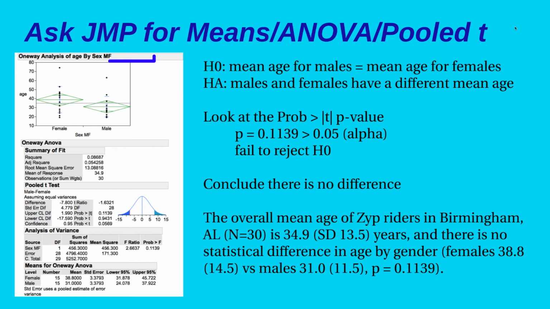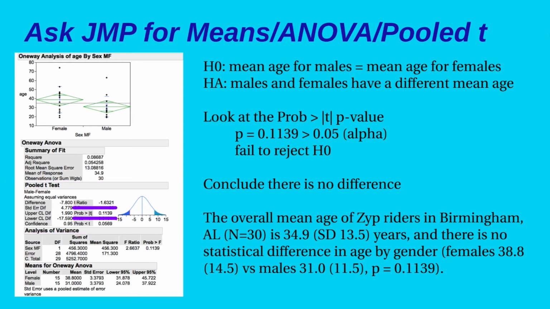Remember, we need to start by defining our question statistically. We have a null and alternative hypothesis. Our null hypothesis is that the mean age for males is the same as the mean age for females. And our alternative hypothesis is that the males and females have a different mean age. You'll want to look at the probability greater than the absolute t p-value. So over on the pooled t-test results, there are 3 p-values. Here we want to look at the two-sided test, meaning we're looking at no difference in the null hypothesis or a difference in means in the alternative hypothesis.